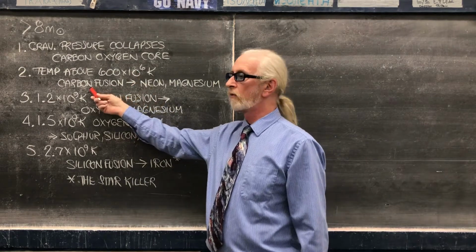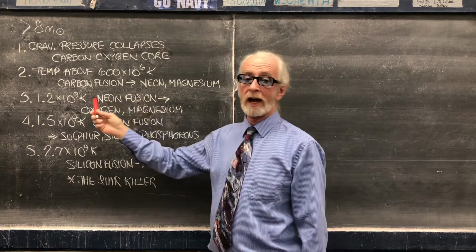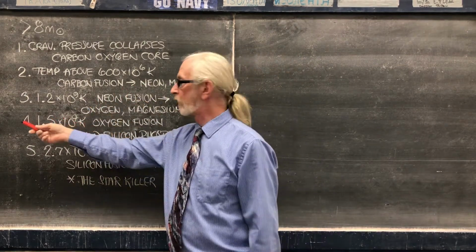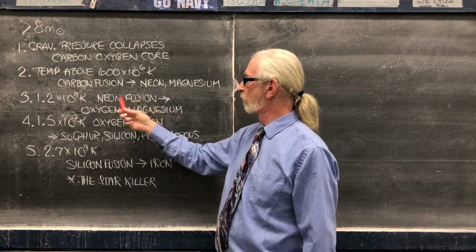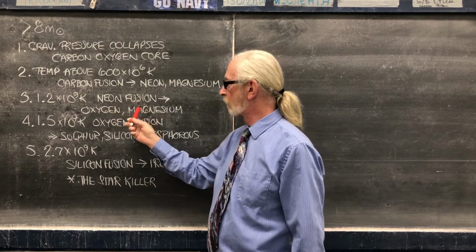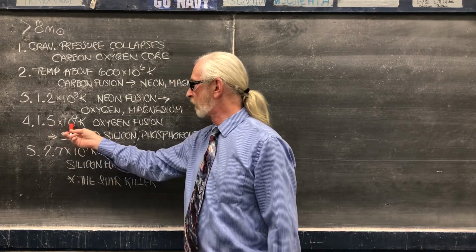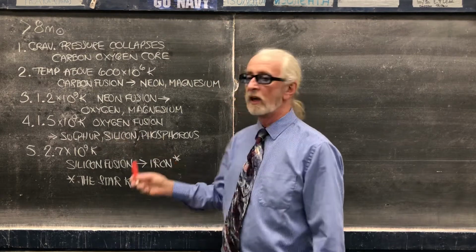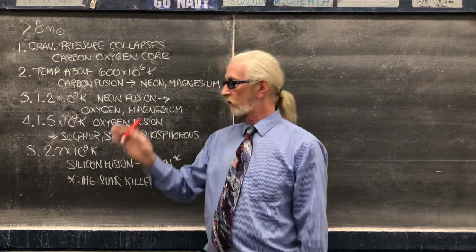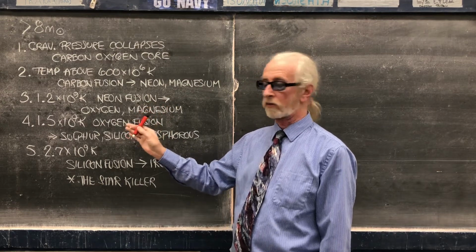That triggers carbon fusion. Carbon fusion gives us neon, magnesium. It continues to collapse. More pressure, more temperature, 1.2 times 10 to the 9th kelvins. Neon fusion gives us more oxygen, more magnesium. Continues to collapse. 1.5 times 10 to the 9th kelvins. Oxygen fusion gives us sulfur, silicon, phosphorus. And these are just a few. This is just a rough outline of the elements that are created in this process.